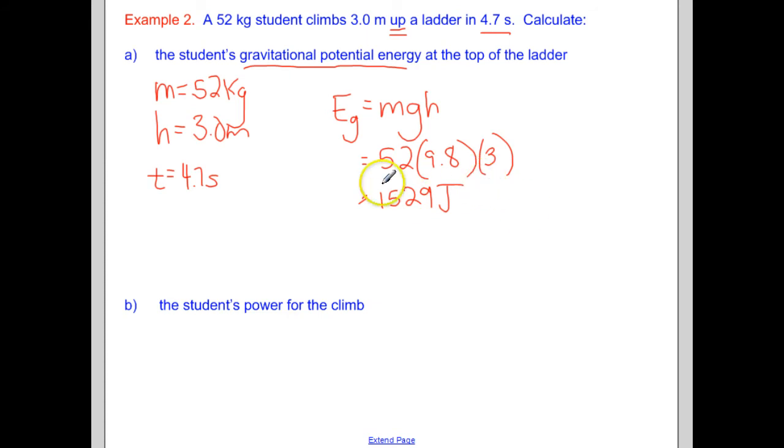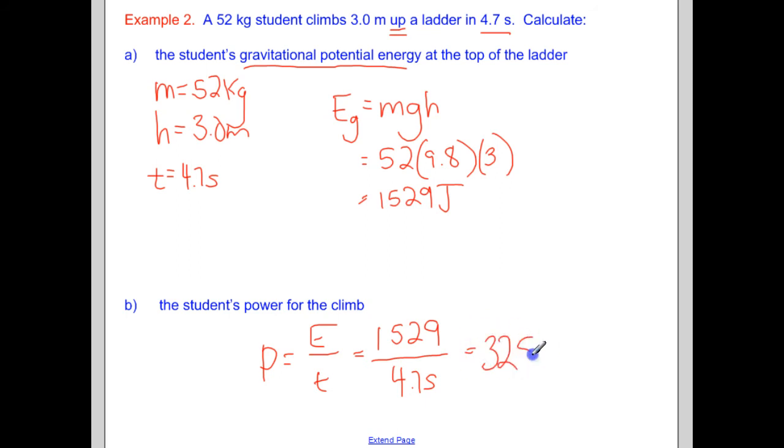Anytime we find out what the energy is, depending on what type, we can figure out what the power is by dividing it by the amount of time it took to do that activity. So this is how much energy it took, and this is the amount of time. Power is just our energy divided by time. So we end up with 1529 divided by our time in seconds, and we end up with a power output of 325 watts.